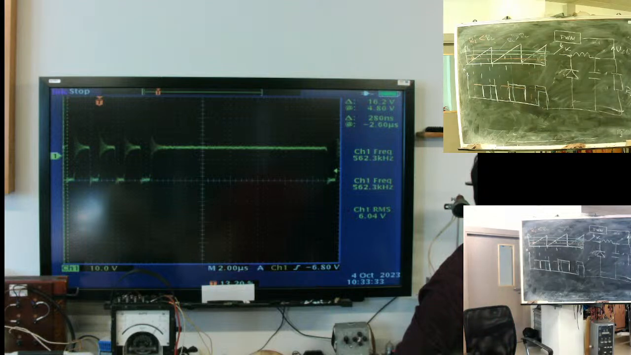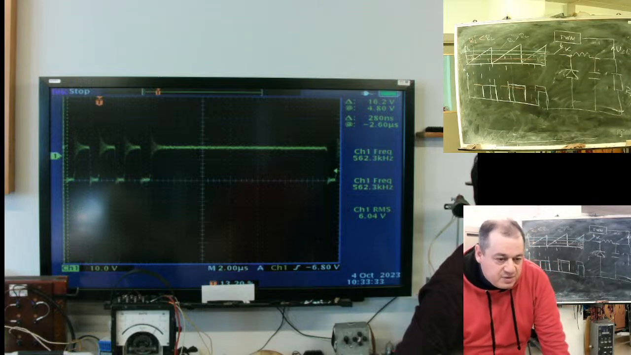This is 16 volts to 20. Yeah, amplitude increased, length decreased. Area remained the same. More voltage, 26.4. See? Here it is. Amplitude increased, length decreased, area remained.